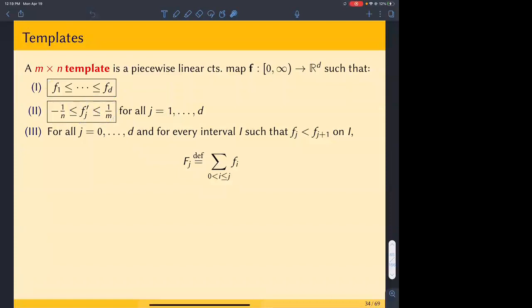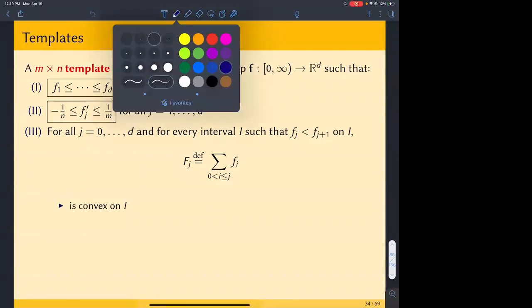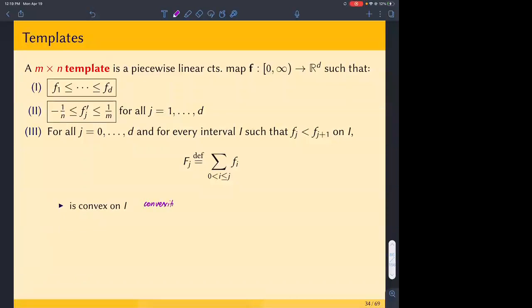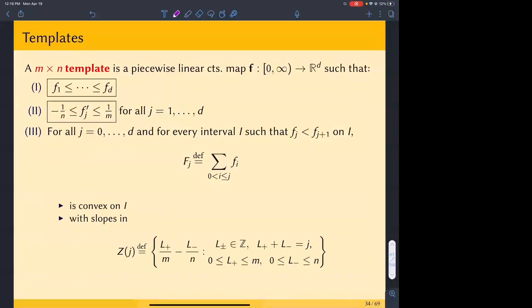Now comes the non-trivial part of the definition of a template. For every j and every interval I such that you have a strict inequality, f_j strictly less than f_{j+1}, you look at this function capital F_j, where you sum all the f_i's up to the jth. The two things we want for this capital F_j are, first, that it is convex. We call this the convexity condition. And the next thing is that this capital F_j should have slopes in this finite set. This is what we call the quantized slope condition.